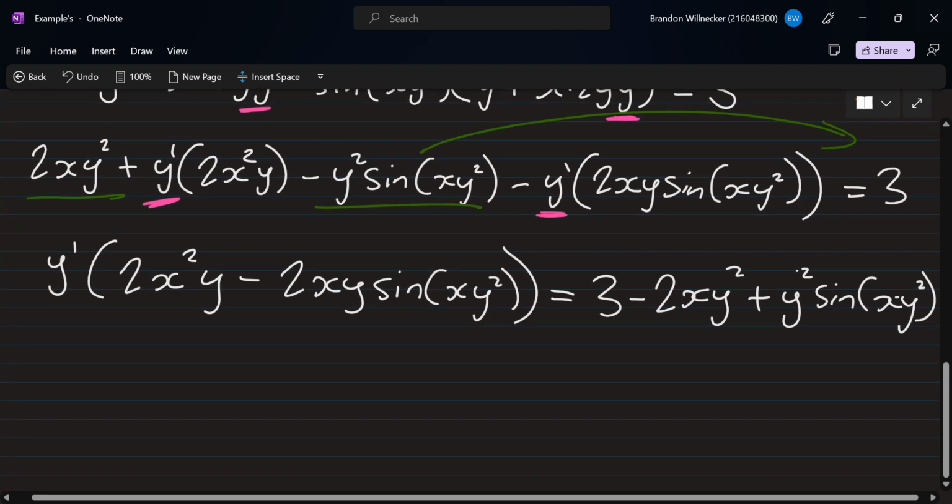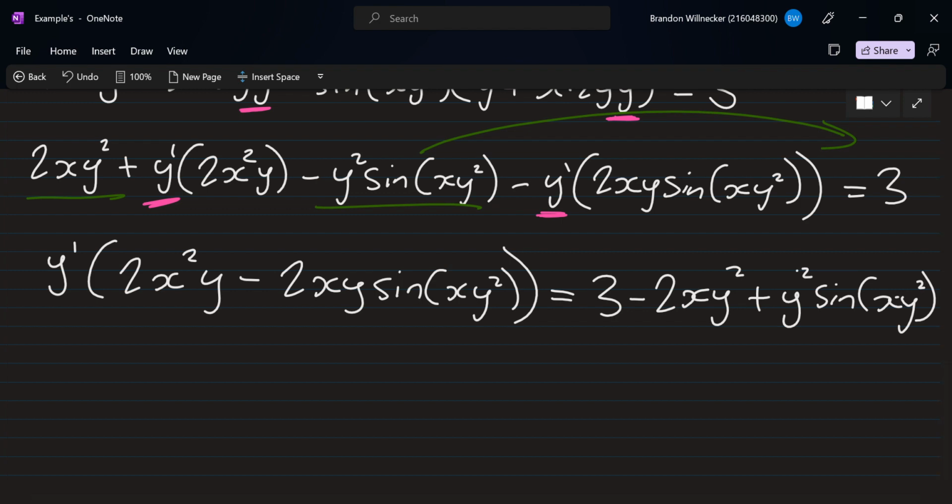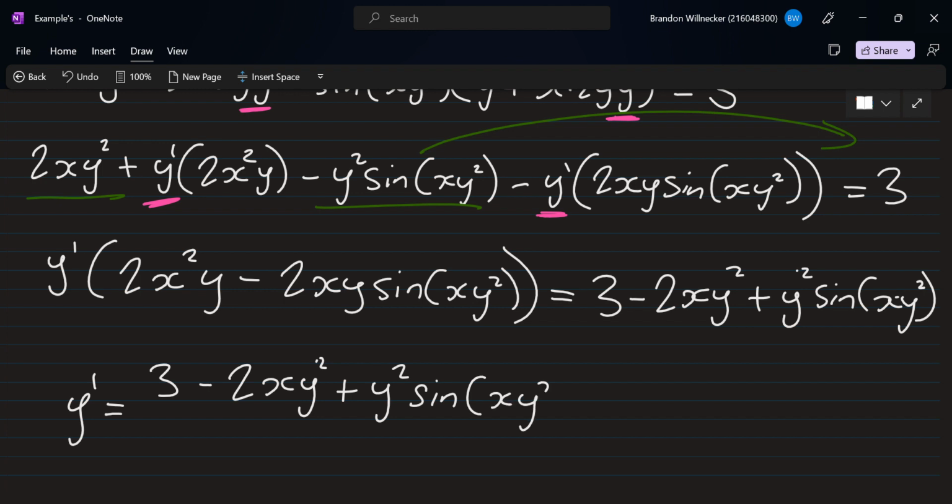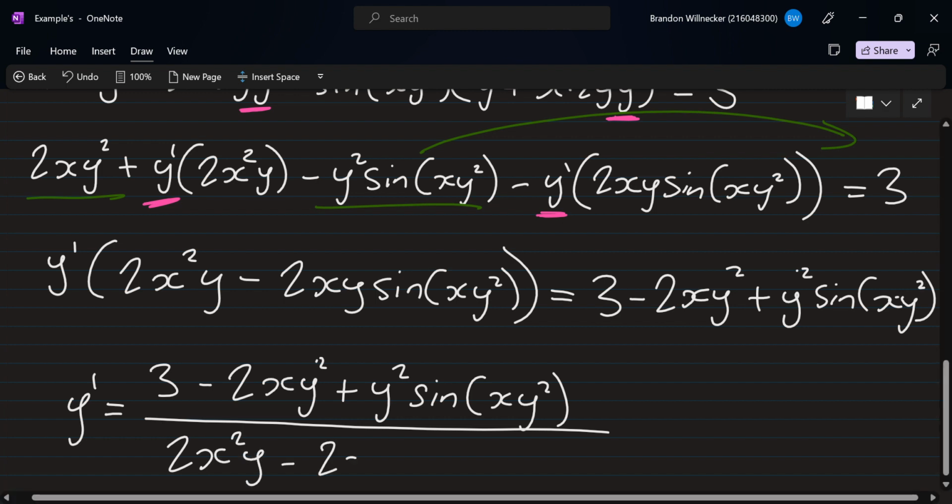Okay, almost done. Now we just need to divide through by that term attached to the y prime, and then we're done. So finally, y prime will be everything on that right hand side. So 3 minus 2xy squared plus y squared sine xy squared, all over 2x squared y minus 2xy sine xy squared.